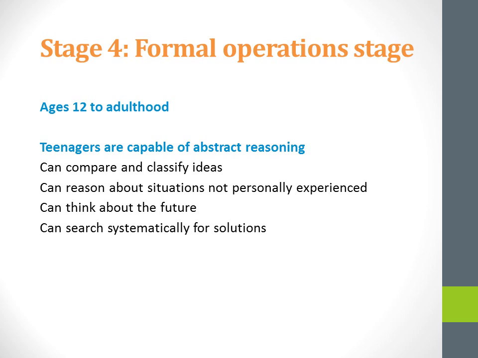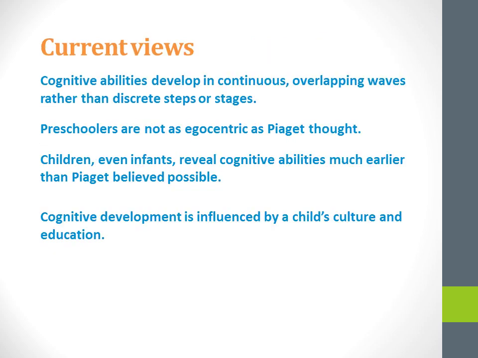As children continue to develop their cognitive capacities, they can reason about things that are abstract, things that you can't quantify, that you can't see, that you can't touch, that you haven't directly experienced. So, for example, you can start to think about what it might be like to grow up in a country that's undergoing a civil war right now. You can plan for your potential future. You can systematically, through trial and error, search for a solution to a particular problem.